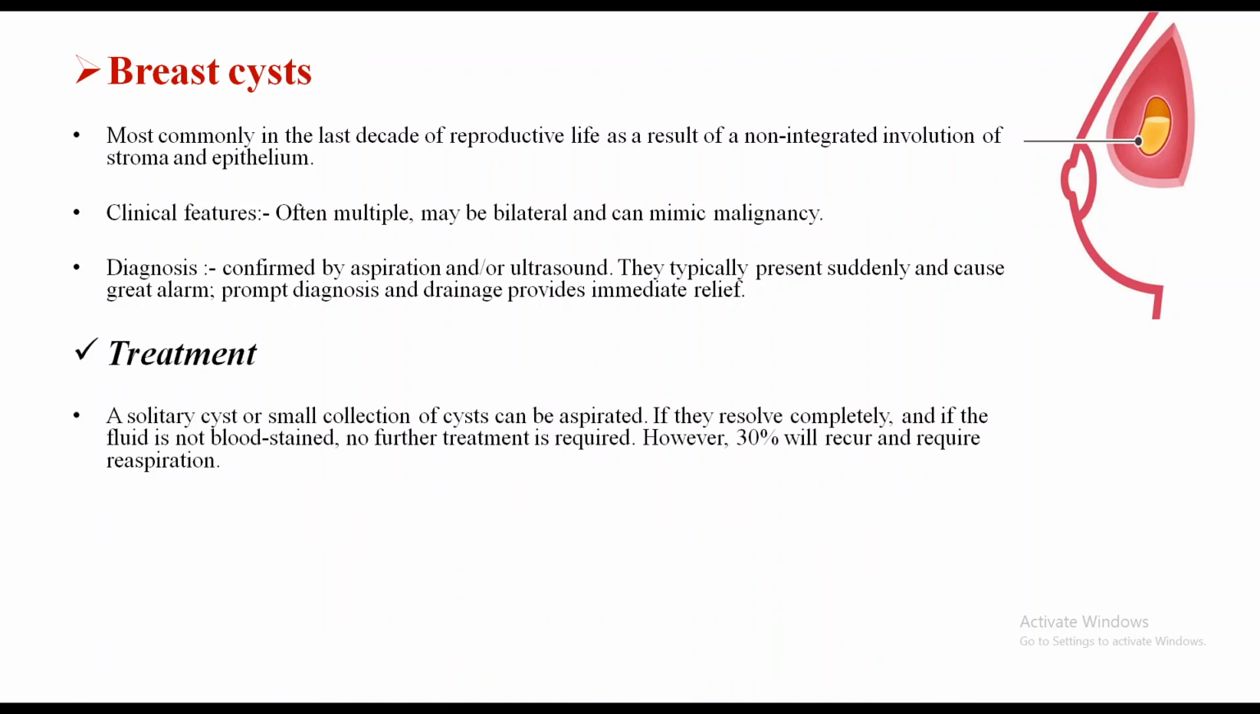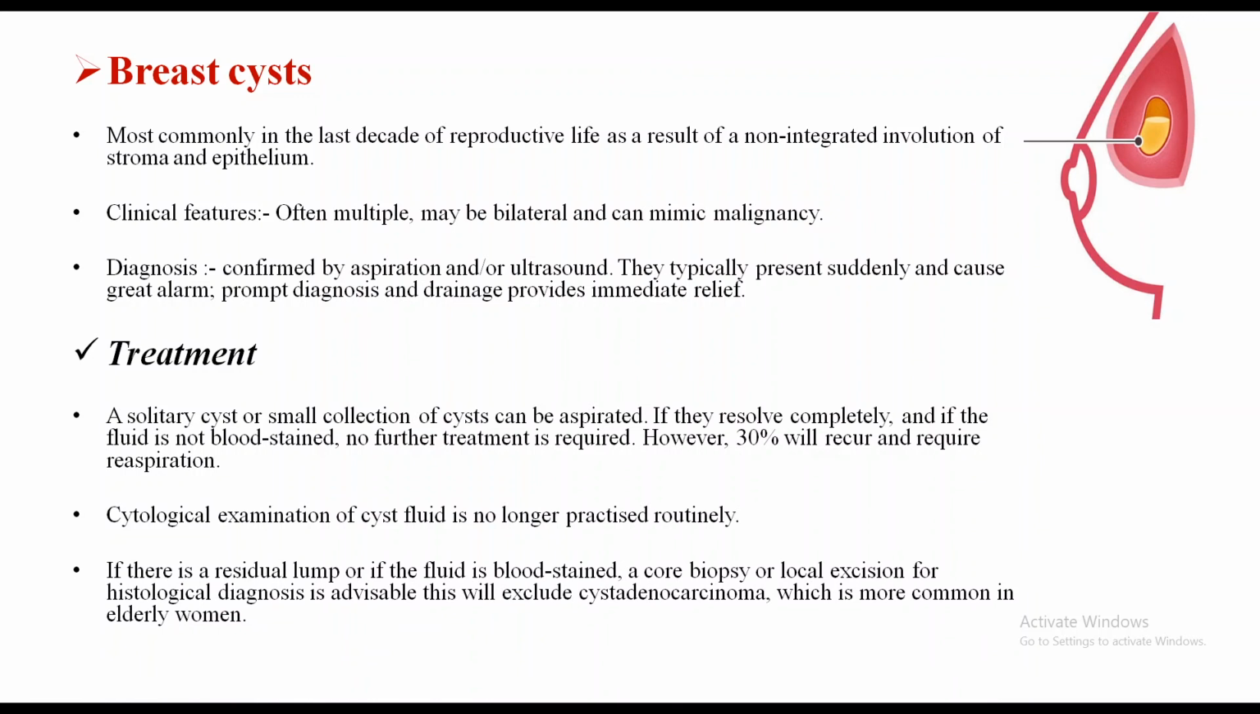The treatment: a solitary cyst or a small collection of cysts can be aspirated. If they resolve completely, nothing more is to be done. And if the fluid is not bloodstained, no further treatment is needed. However, 30% will recur and require re-aspiration. Cytological examination of the cyst fluid is routinely not required. If there is a residual lump or if the fluid is bloodstained, a core biopsy or local excision of the cyst is done, and it is to be followed depending on the biopsy report.